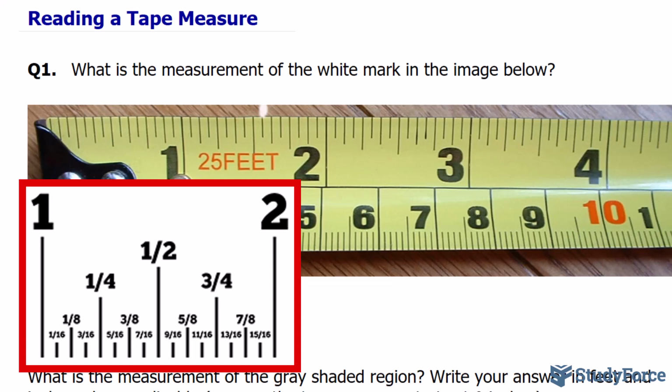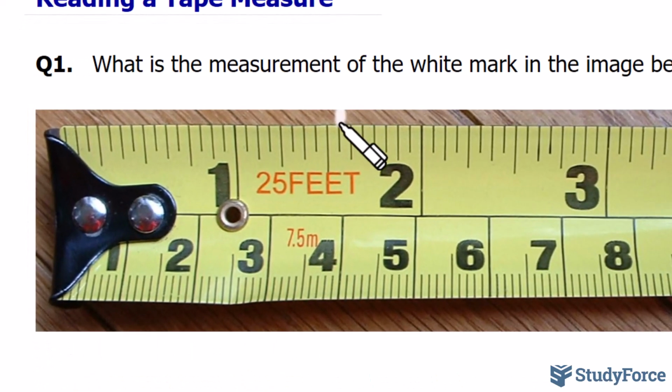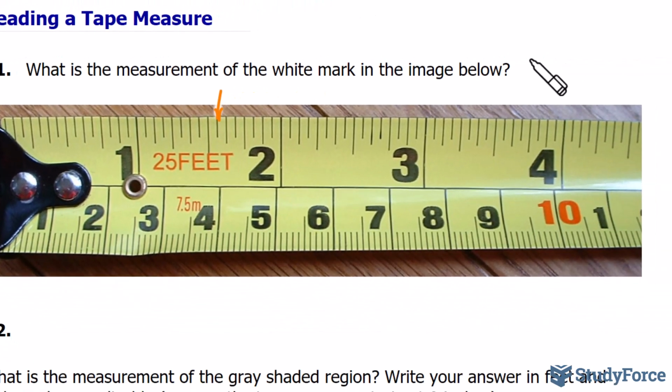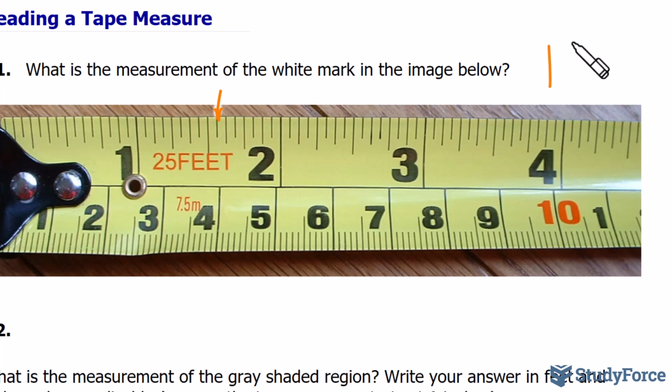So if we take a look here, we have this white mark that is 1, 2, 3, 4, 5, 6, 7, 8, 9/16 of an inch greater than 1 inch. So to answer this question, that white mark is 1 inch plus 9/16 of an inch. And I'll denote an inch with this double apostrophe.